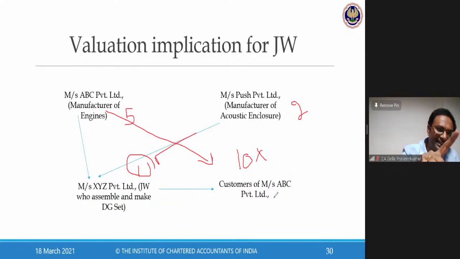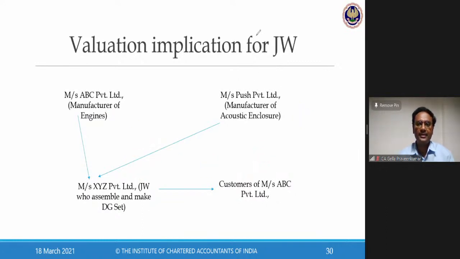ABC Private Limited can sell these goods for 10 lakhs to a customer. From the shoes of XYZ Private Limited, from the view of a job worker, 1 lakh is the value on which I have to charge GST. This is the example we need to keep in mind for examination purposes.